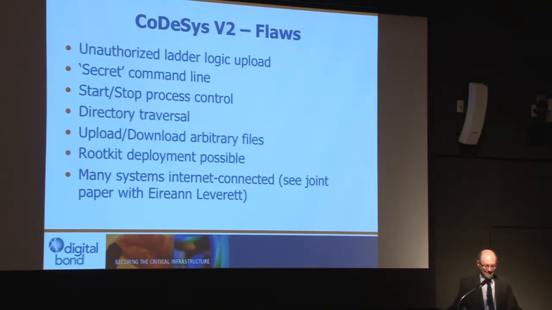Version 2 let you upload ladder logic with no authentication. There was simply no password required. You could connect to the PLC and send logic to it. It also offered a command line interface, kind of a secret, but you could access the command line from the CoDeSys engineering software also. As an attacker, you could start and stop the process control or affect process integrity.